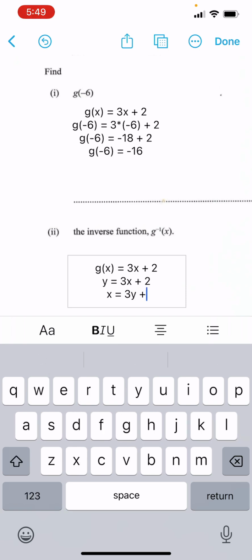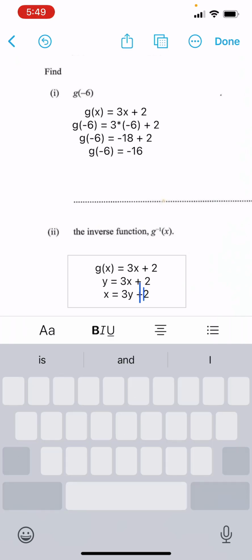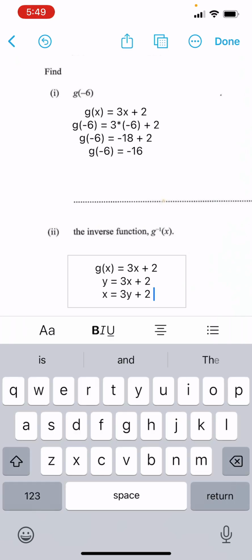Now, in essence, this is what it means to inverse the function. We're interchanging x and y. We're changing the positions of x and y and putting them where each other was, right? We're putting x where y was, and we're putting y where x was. This is the inverse of the function.